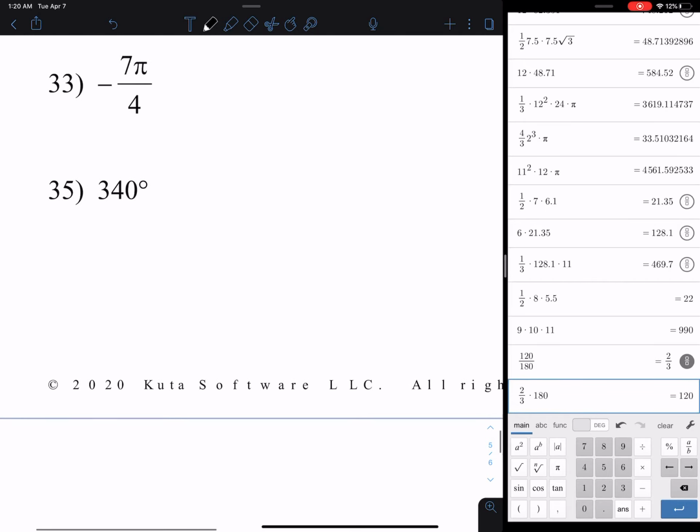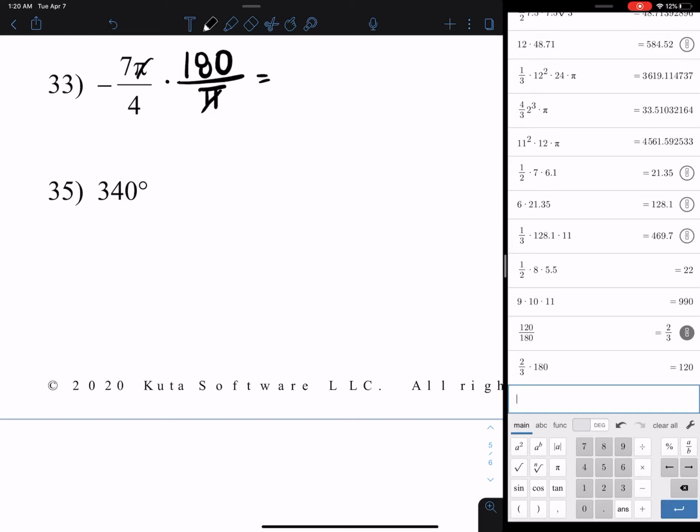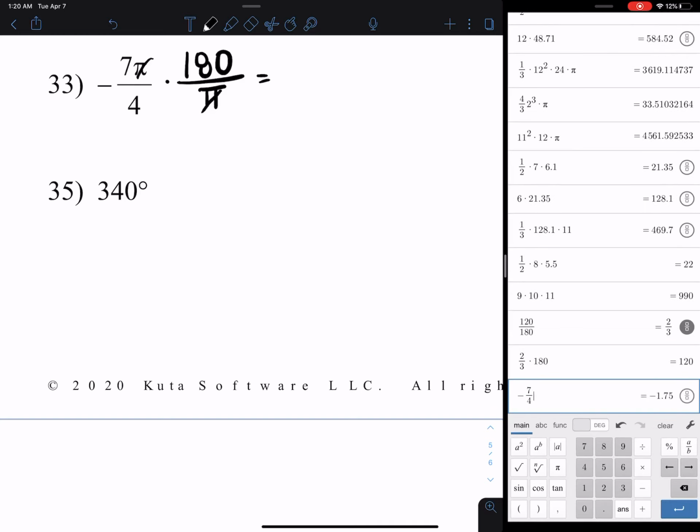Okay, the next one is -7 pi fourths. We don't want a pi in there because we want it in degrees. So the pi goes on the bottom. So the pi's cancel. So we're going to do -7 fourths times 180. That tells us that it is -315 degrees.